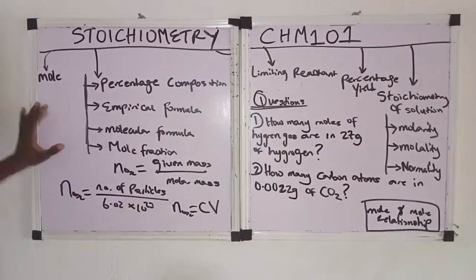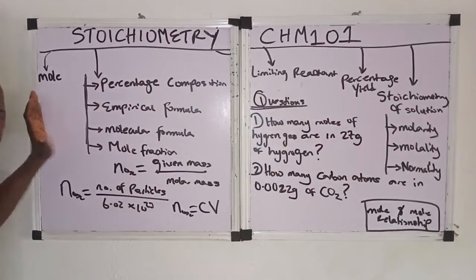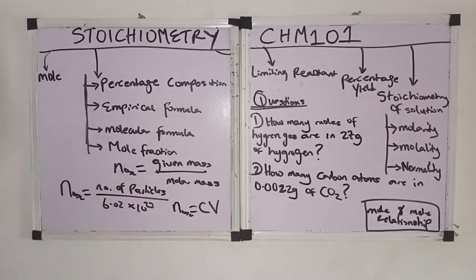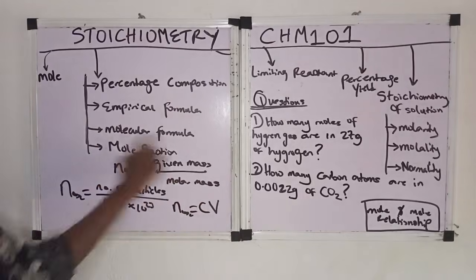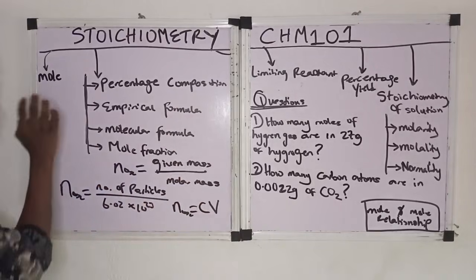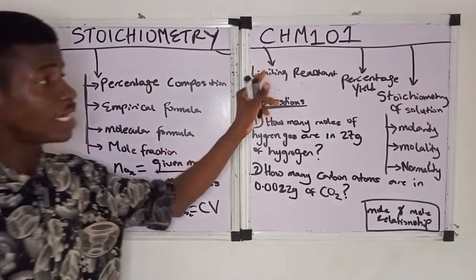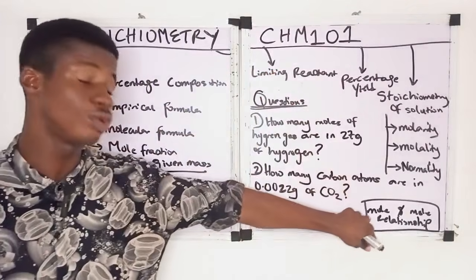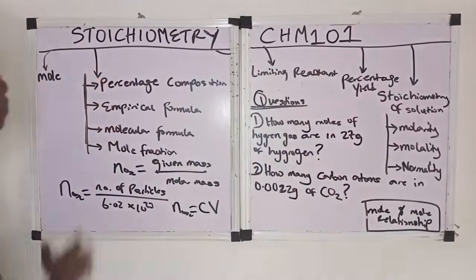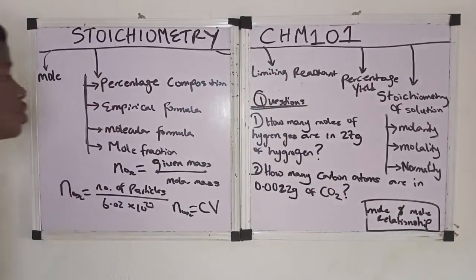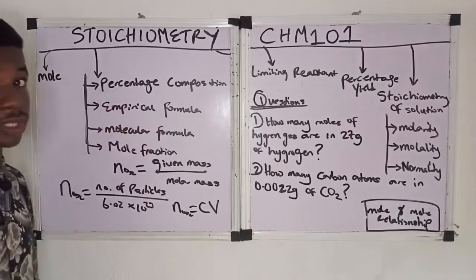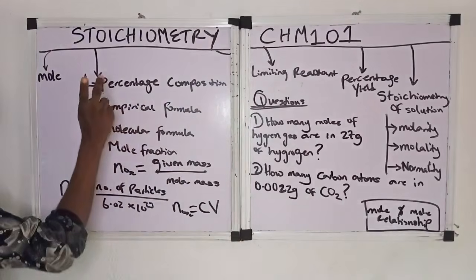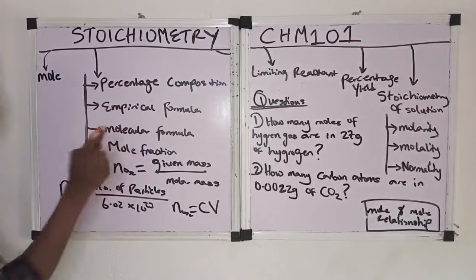In summary to this part, the mole of a substance is that amount of that substance that contains 6.02 times 10 to the power 23 particles. So this is the formula for number of mole. Before I enter limiting reagents, I will do mole and mole relationship. Now let's move to the next part, which is percentage composition. Don't forget that empirical formula and molecular formula, I've already done in our previous class, so I will just do percentage composition and mole fraction.